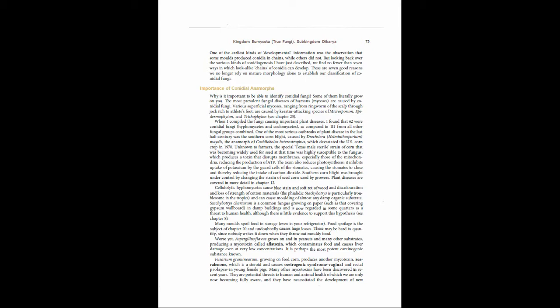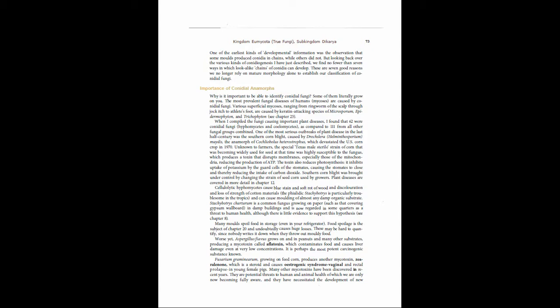Importance of conidioid anamorphs. Why is it important to be able to identify conidioid fungi? Some of them literally grow on you. The most prevalent fungal diseases of humans, mycoses, are caused by conidioid fungi. Various superficial mycoses, ranging from ringworm of the scalp through jock itch to athlete's foot, are caused by keratin-attacking species of Microsporum, Epidermophyton and Trichophyton, see Chapter 23.